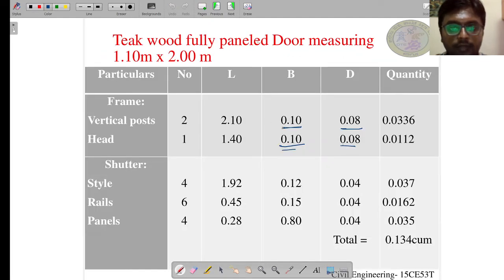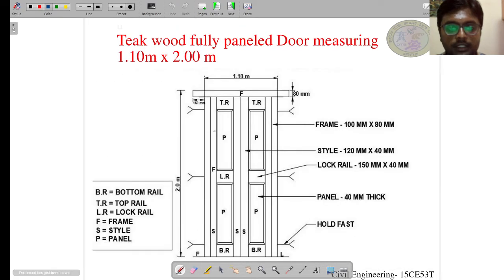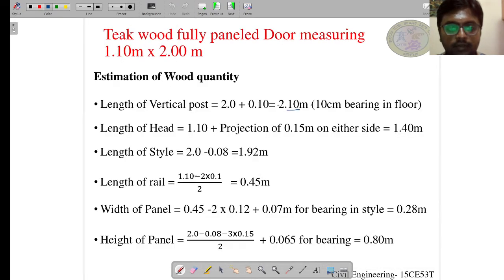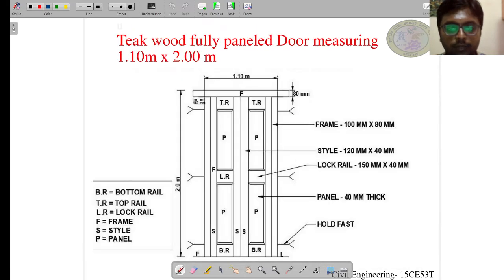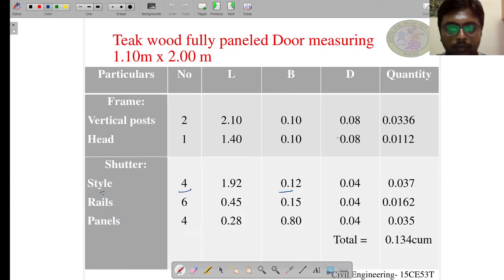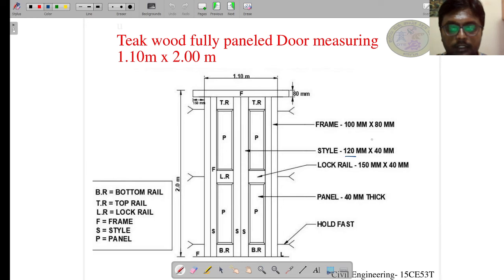Okay. So after tabulating the frame members, let us tabulate the shutter members. We have calculated the stile. We can see there are 4 number of stiles, and we have calculated the length as 1.92, and also the stile breadth is 0.12. Where is 0.12? So 120 mm. The breadth is 120 mm, nothing but 0.12 meter, and the depth is 40 mm, which is nothing but 0.04 meter.